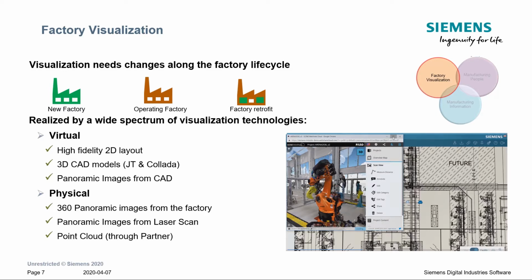This visualization includes things such as a high-resolution 2D layout, 3D CAD models, and panoramic images derived from these 3D CAD models as well, using an application such as Line Designer. Additionally, the physical components of the visualization include things such as a true JPEG or PNG 360-degree image, whether that be something taken from something as simple as a camera smartphone, or something much higher resolution, such as a professional image. We also support images from laser scans and integration with point cloud scans through a partner.